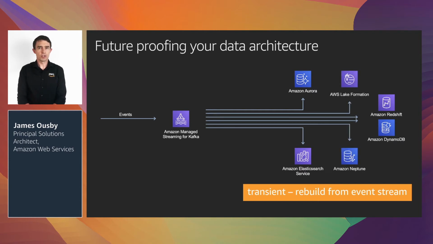And then as new services become available on the platform, Amazon Neptune is a graph database that was released a couple of years ago. I can then add another consumer to that event stream that can go back to the beginning of time and build up a graph model of my data if I like.